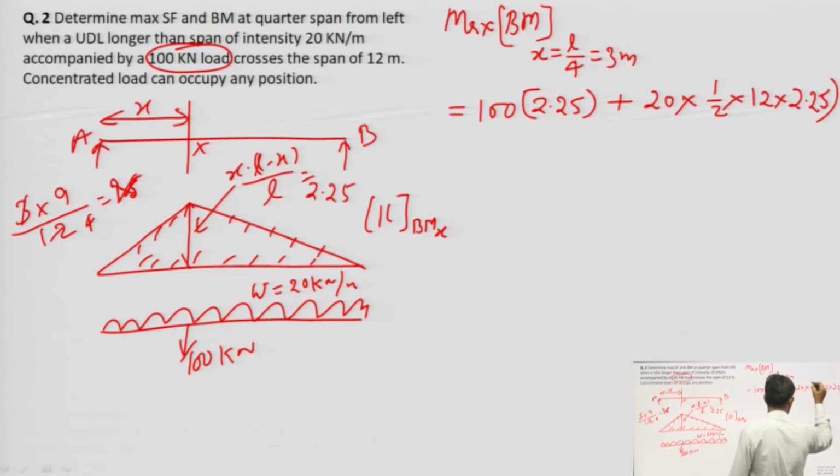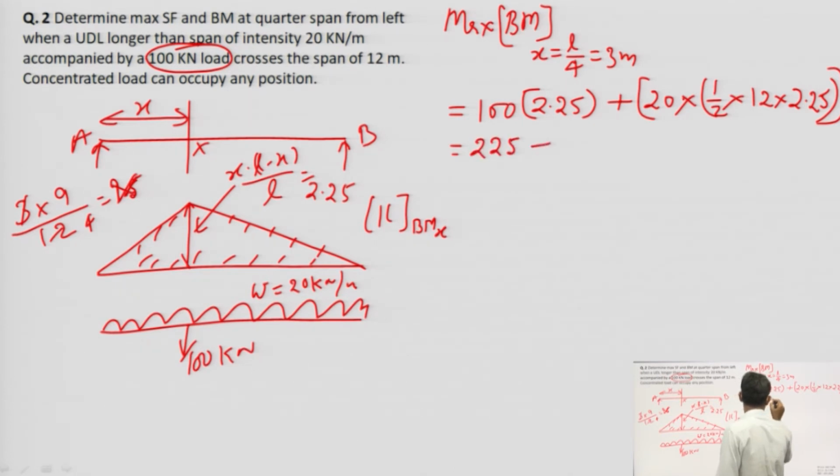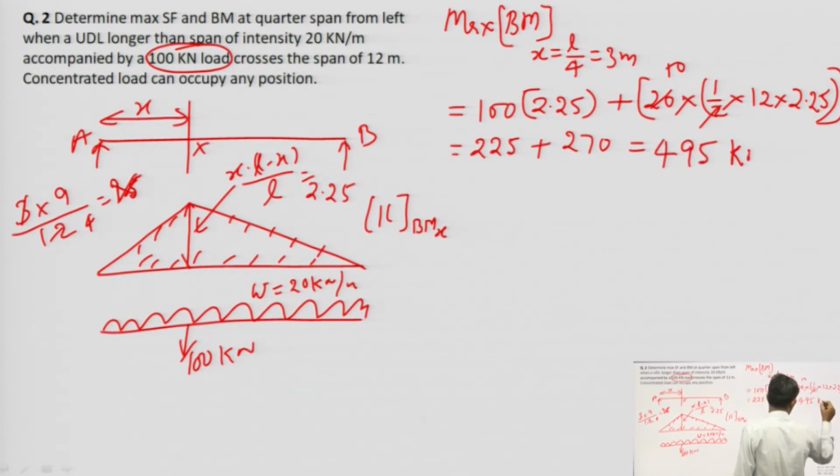2.25, right. This is the area. Okay, so let us calculate it. 100 into 2.25, so it is 225, right, plus this one side is 10, and let me calculate 12 into 2.5. So, it is 270. So, total value is how much? 225 plus 270. Total value is 495. Total value we are getting is 495 kilonewton meter.